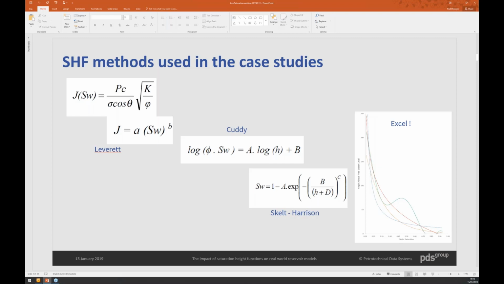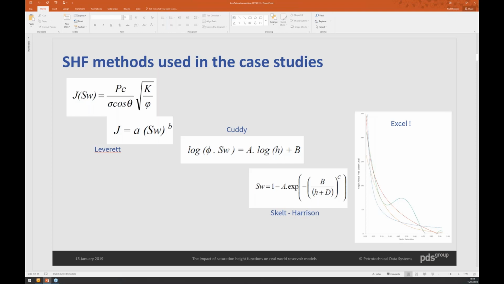So I had capillary pressure data available, so it makes sense to start with the Leverett J function and use that one. I quite like Steve Cuddy's FOIL function. I like the simplicity of being able to implement that. So I use that only using log data. Then I use the Skelt-Harrison function as well, and lastly, I tried a couple of Excel's very own regressions, such as the log and exponential regressions.